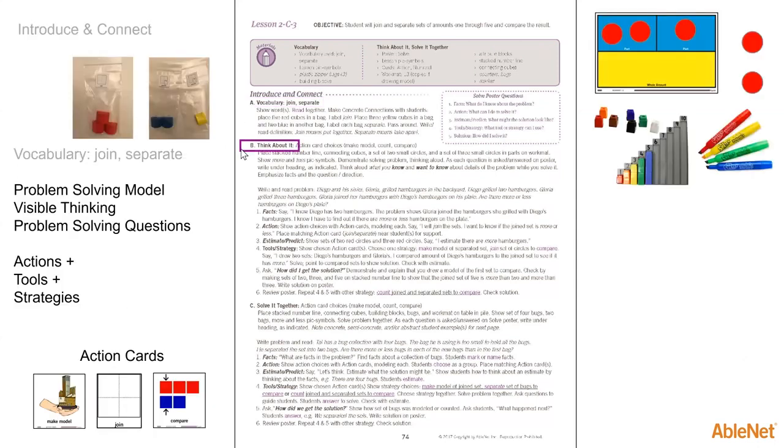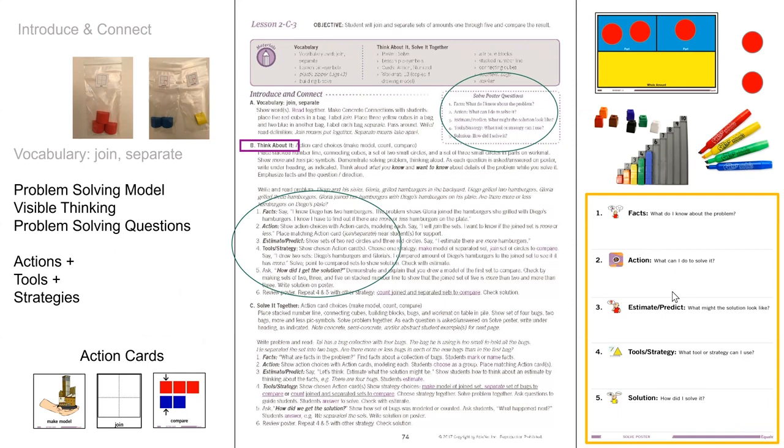After that, problem solving begins with a problem solving model where the teacher is using the solve poster to think out loud and show exactly what that thinking looks like. So we call that visible thinking. There are problem-solving questions, as you can see circled here, that match the poster and also match the sequence of walking through that poster with examples for the teacher.